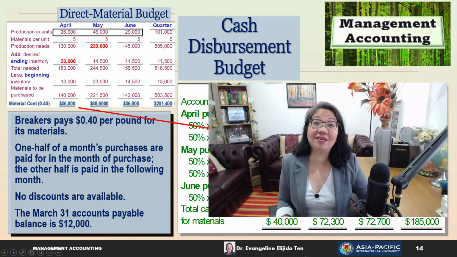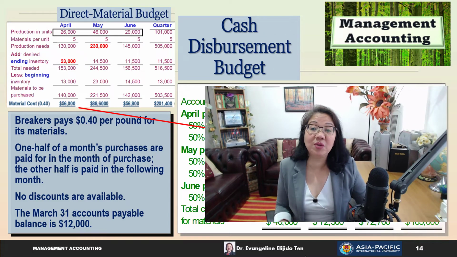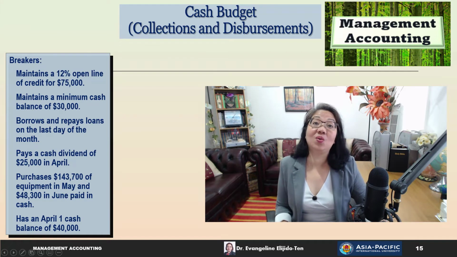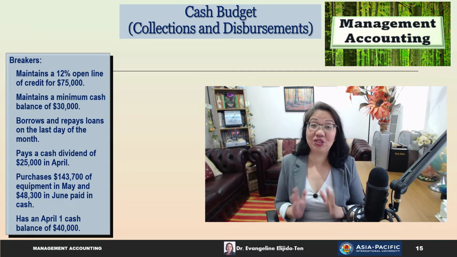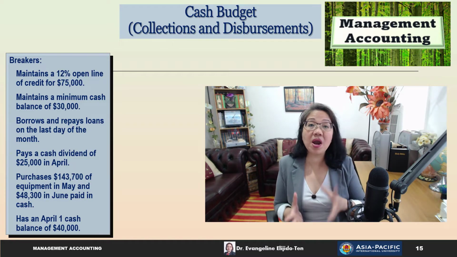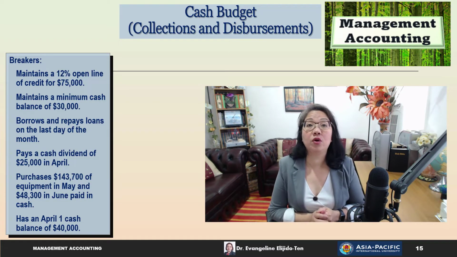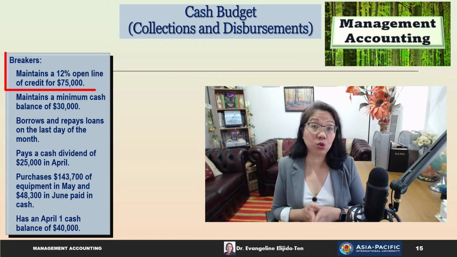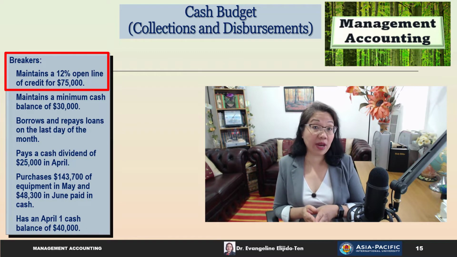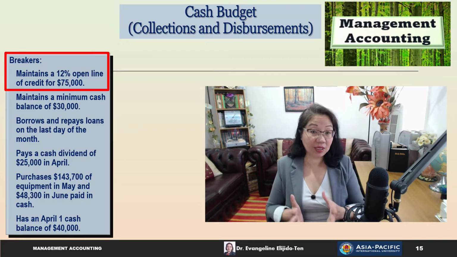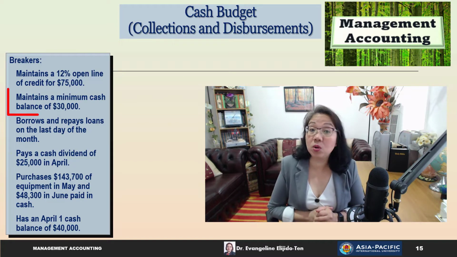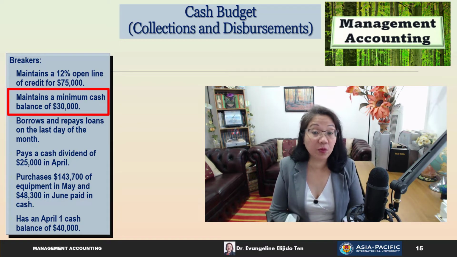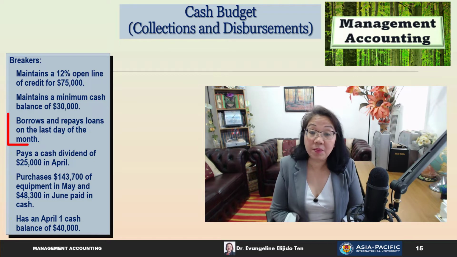Once we have prepared the cash receipts and cash disbursement budget, we can now go to the preparation of cash budget, the collections and disbursements. Now, apart from the cash payments for the purchases, Breakers also told us that they maintain a 12% open line of credit for 75,000. So this is the LOC. They also maintain a minimum cash balance of 30,000, and they borrow and repay loans on the last day of the month.